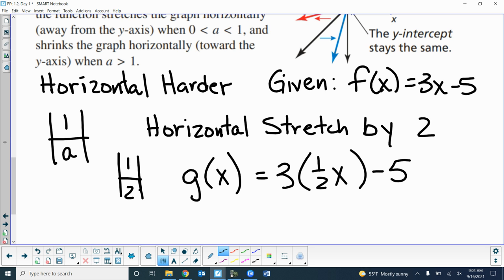The vertical ones, remember, stretch it this way. Horizontal stretch will go this way, right? Along the x-axis. All right, so what's 3 times 1/2 again? We just did it. Okay? So this is where we put it. Vertical, we put it out front of the whole thing, distribute it. Horizontal, we put it in place of the x, or times the x part.